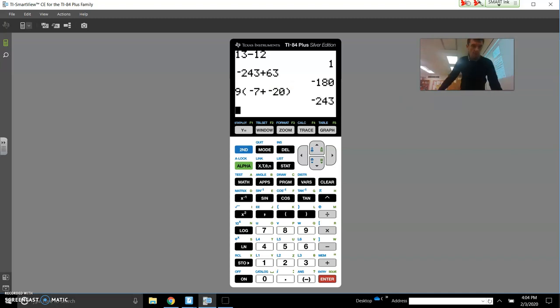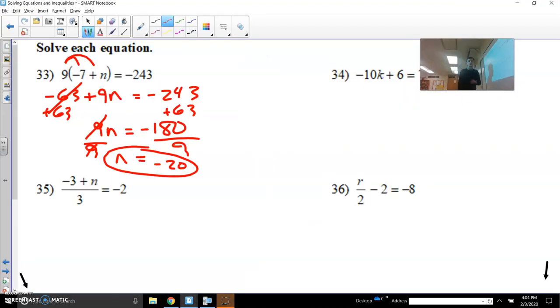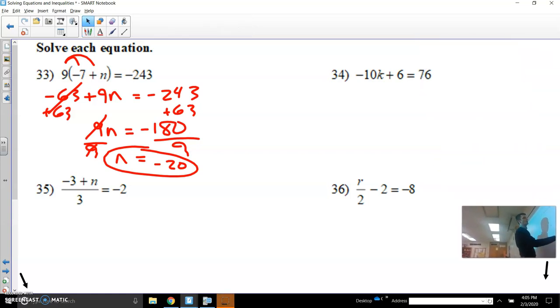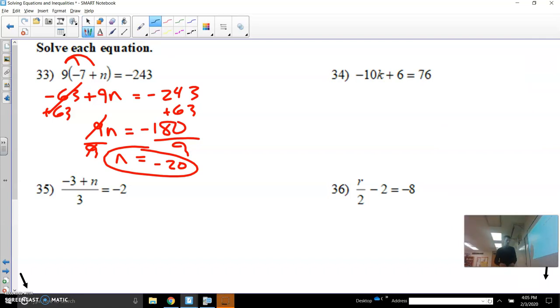So that is the process that we are working on today. Showing all the work is very important to me. It'll be very important to most of your teachers in the future. I really want us to get to a place where you're not skipping steps and you're showing your work as you go. I'm going to do number 35, so you can do 34 on your own.